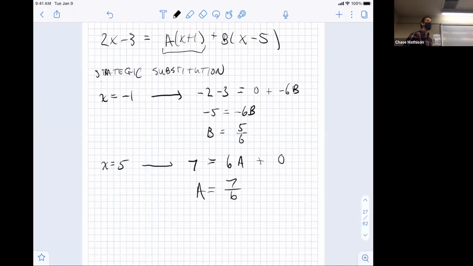So again, in the case where Q factors into distinct linear factors, which means there are no factors that look like, for instance, x plus 1 squared. We're going to cover that case in a second. But if there are no repeating factors, this is the easiest way to solve for the capital A and the capital B and so on. Okay, so that was strategic substitution. Let me underline it in red.